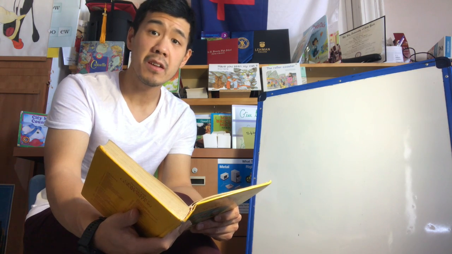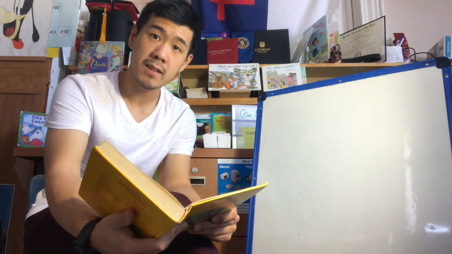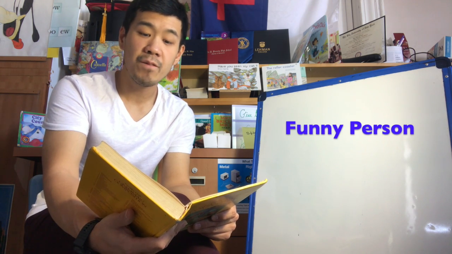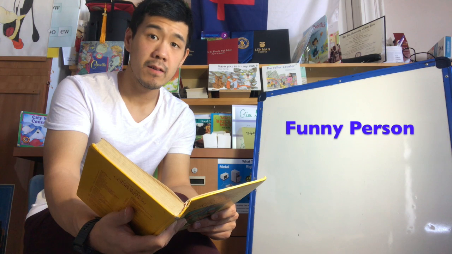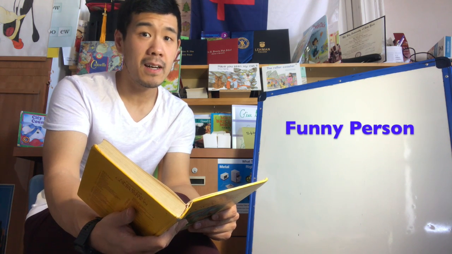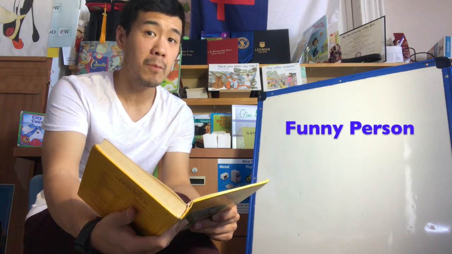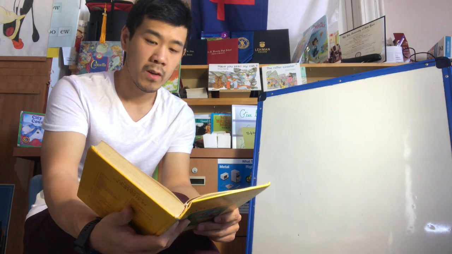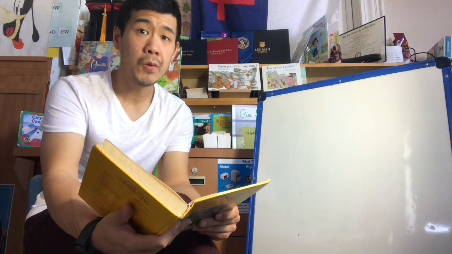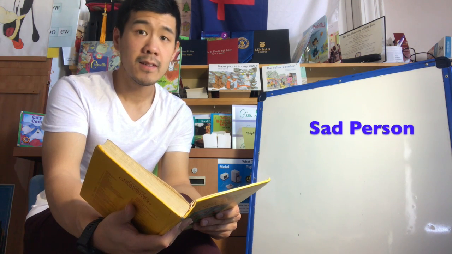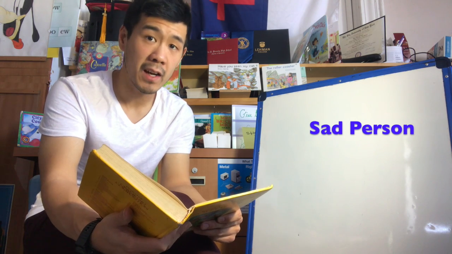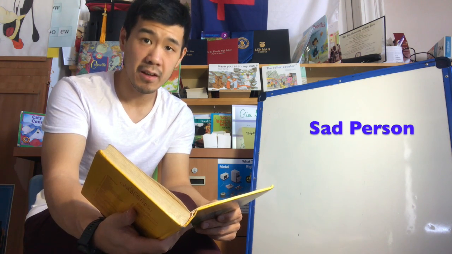Sometimes you can use adjectives not on objects, but on people. So for instance, a funny person. If someone's making jokes all the time, they're funny. Funny describes the person, okay? Or someone who is sad, the sad boy. Sad describes how he's feeling, which is an adjective.